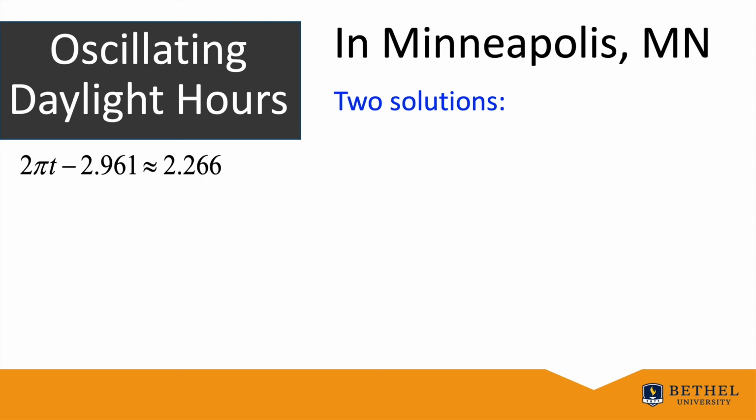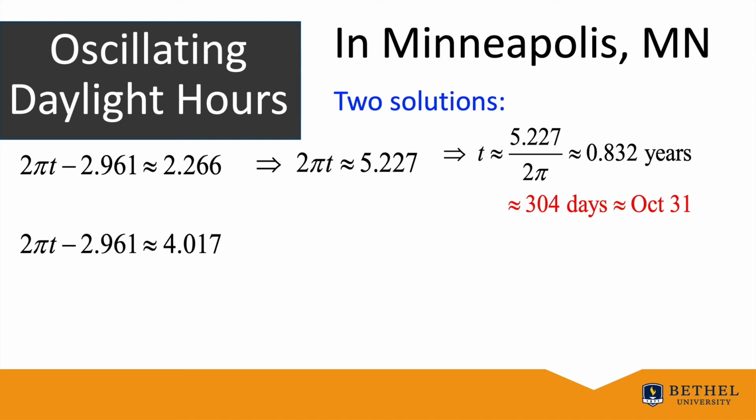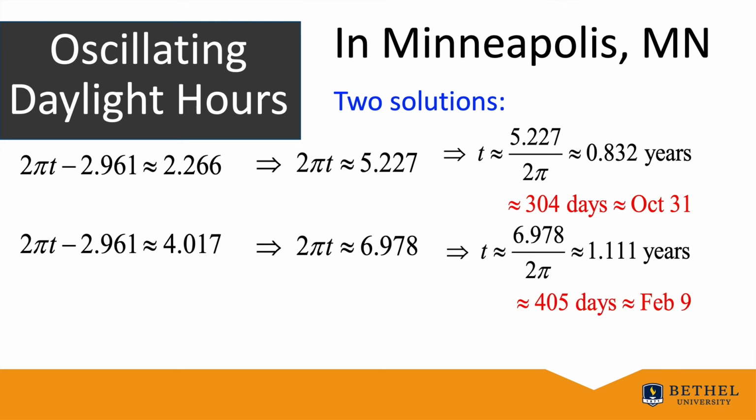If we set 2 pi t minus 2.961 equal to 2.266, we see that this is a linear equation that can be solved for t like this. On the other hand, if we set 2 pi t minus 2.961 equal to 4.017, then when we solve for t, we get this. Therefore, our model predicts that there will be 10 hours of daylight on approximately October 31st and February 9th. Is this accurate?